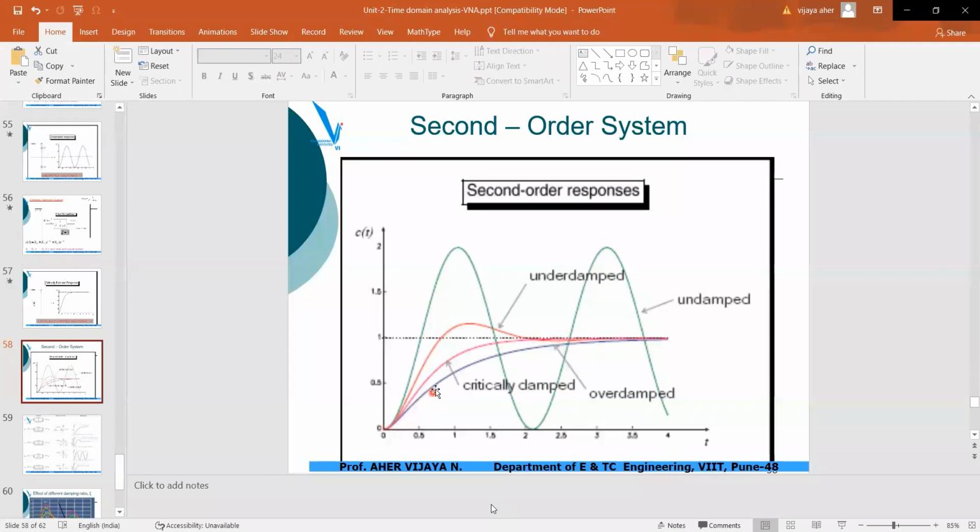And this one is nothing but your zeta value is equal to 0. This one is zeta is equal to 9. This one is critically damped. Okay, with zeta is equal to 1.